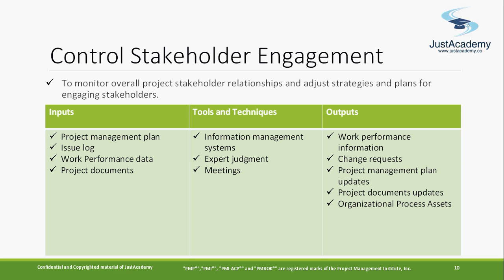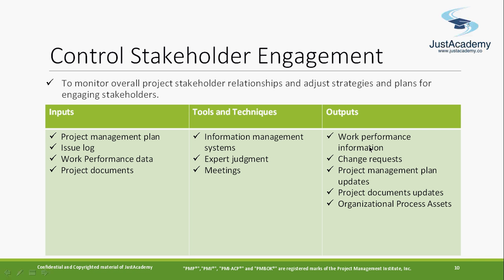Tools and techniques: you can use the information management system for tracking their issue log, so that's one way. Or maybe you can use different ways to communicate with them, through mail, conference, or maybe just put it on a dashboard where people can see it, and stakeholders can update their issues there also. So all of this comes under the information management system. Expert judgment: take subject matter opinion on how the stakeholder engagements are going and whether we need to make any changes. Meetings.